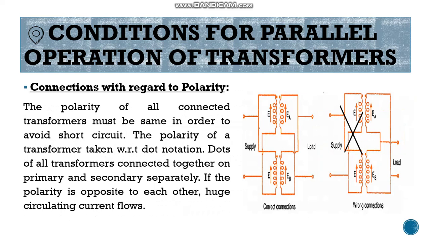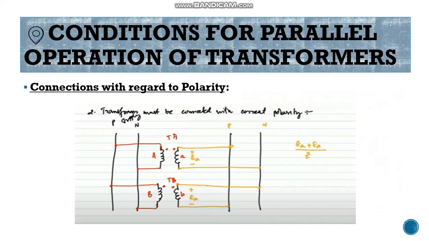Second, the connections with regard to polarity. The polarity of all connected transformers must be the same in order to avoid short circuit. The polarity of a transformer is taken with respect to dot notation, that of all transformers connected together on primary and secondary separately. If the polarity is opposite to each other, a huge circulating current flows. So for example, in a transmission line, we have two transformers, the transformer A and the transformer B.